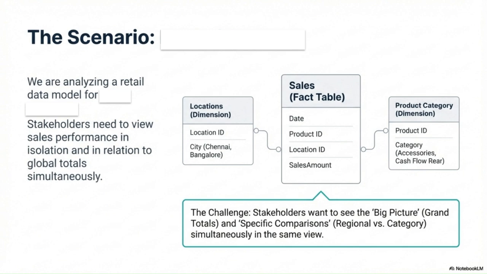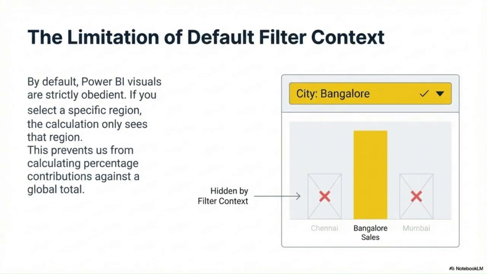So let's start with a real-world scenario. We are analyzing sales data across locations and product categories. The business wants to view regional sales, compare them with global totals, and understand contribution percentages. The challenge is doing all this in the same visual.